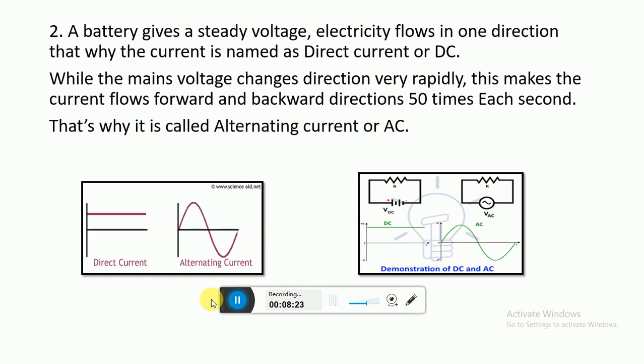I hope you learned a lot from this video regarding alternating current, DC current, and the main supply that comes at our home, and also the battery, and how we can differentiate between the main supply and the battery as well.